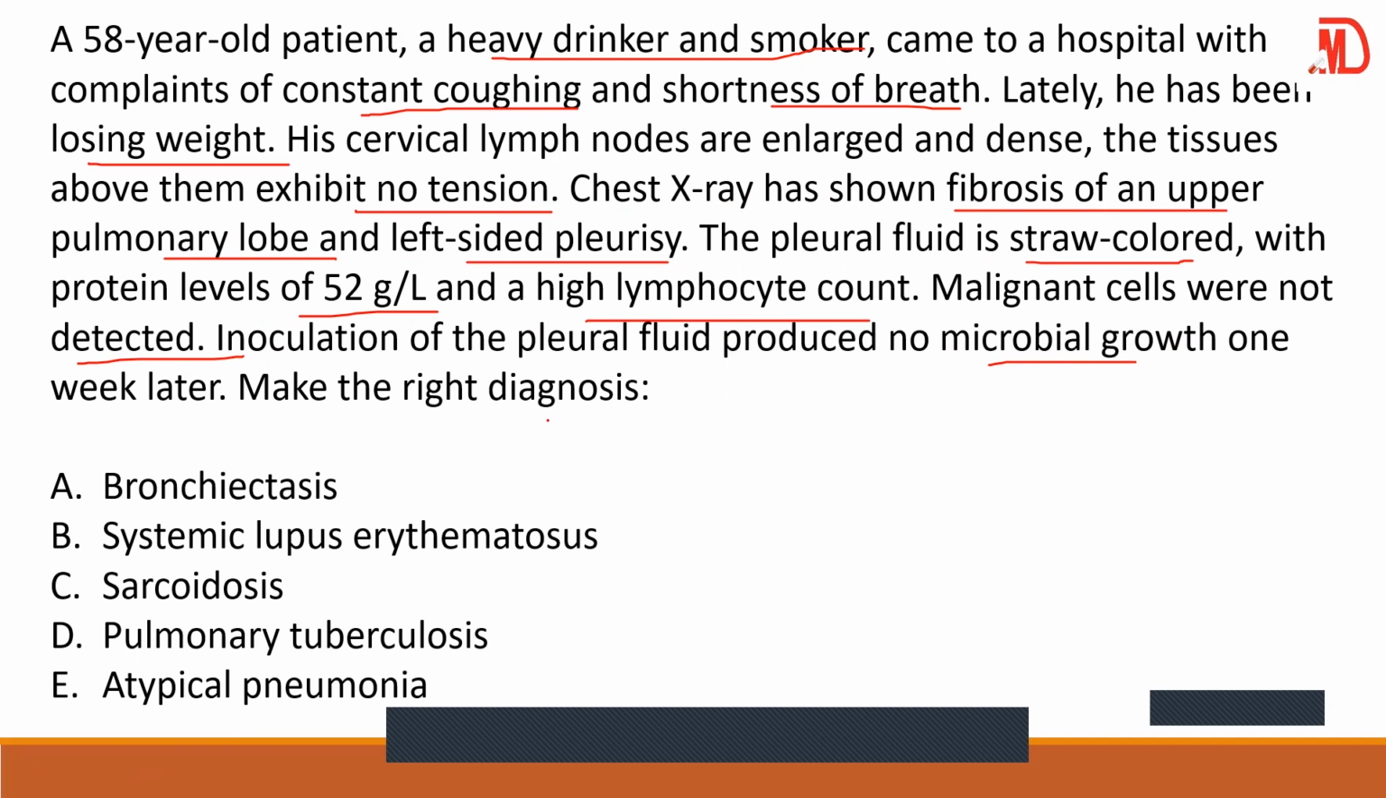Now, constant coughing is there with weight loss. Again, you are thinking of what? Chronic pathology or malignancy. All right. Now, they've told us that malignancy is not present. So definitely, I am going to be looking out for pulmonary tuberculosis, and that is what we are going in for. Normally, findings in pulmonary tuberculosis are non-specific.